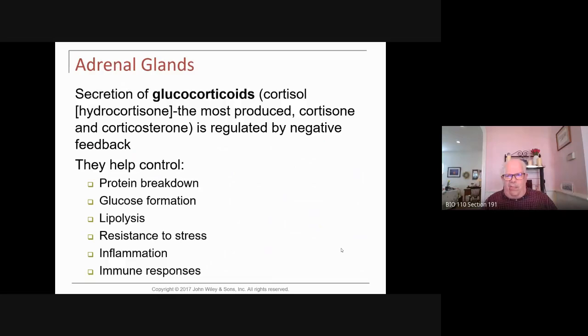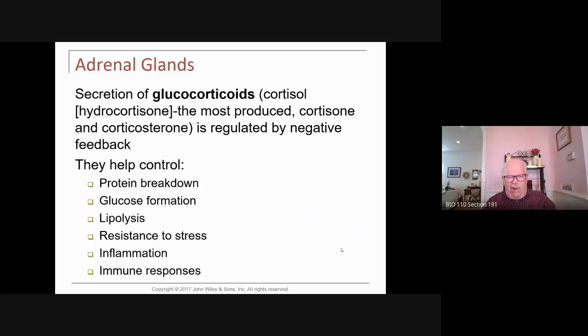So let's talk about the most important hormone that is released by the adrenal gland. And basically it's cortisol, okay? Now let me tell you that there are 100 types of cortisol. There's corticosterone, there's hydrocortisone, there's cortisone. There's a lot of glucocorticoids produced by the adrenal gland.